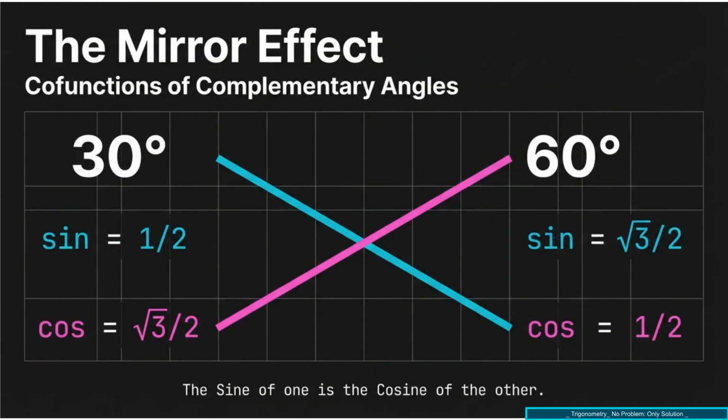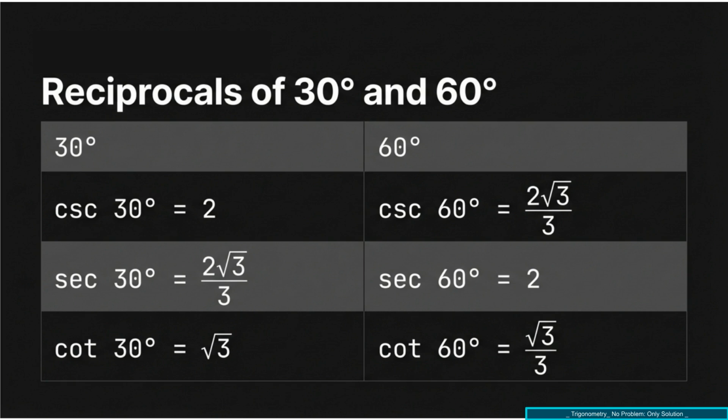The relationship between 30 degrees and 60 degrees is known as the mirror effect. They are complementary angles, meaning the sine of one is the cosine of the other. Here are the reciprocal functions for 30 degrees and 60 degrees: cosecant, secant, and cotangent values.